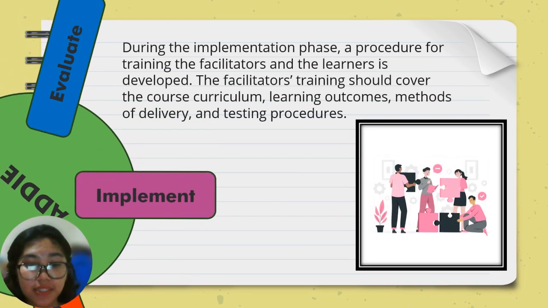The next step is the implementation phase. In the implementation phase, we need to work on the procedure for the training and the learner's development. We need to cover the course curriculum, method of delivery, the learning outcomes, the testing procedure steps, and etc. Here we are implementing the detailed solution on top of the project's use case. We need to make sure that all the requirements are frozen and meet the entire requirement.